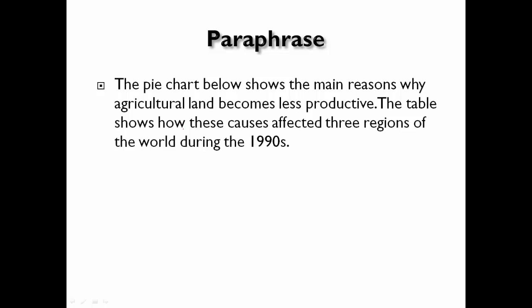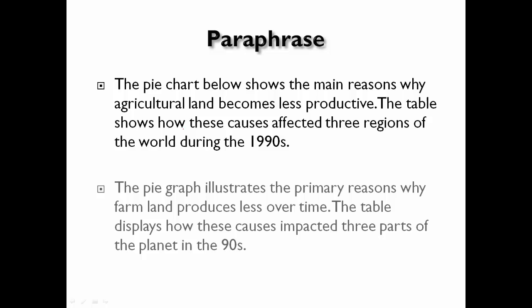This is from a question. The pie chart below shows the main reasons why agricultural land becomes less productive. The table shows how these causes affected 3 regions of the world during the 1990s. So what I'd like you to do is pause the video, get a piece of paper, and just think of some synonyms, how you could change maybe some word forms, and how you could use some examples, and any other ways that you think that you could change this. So just pause the video and try it yourself. This will help you learn.